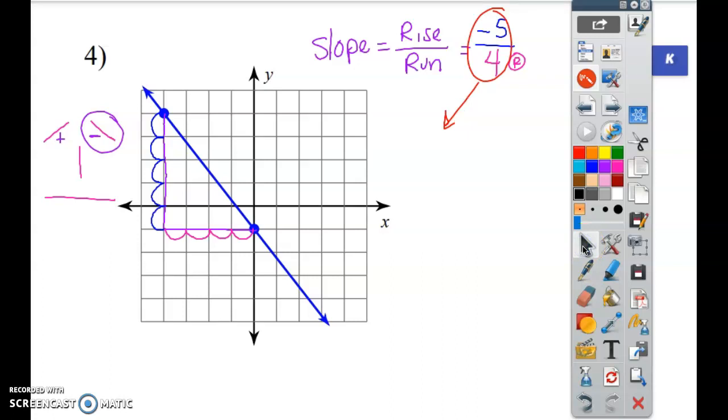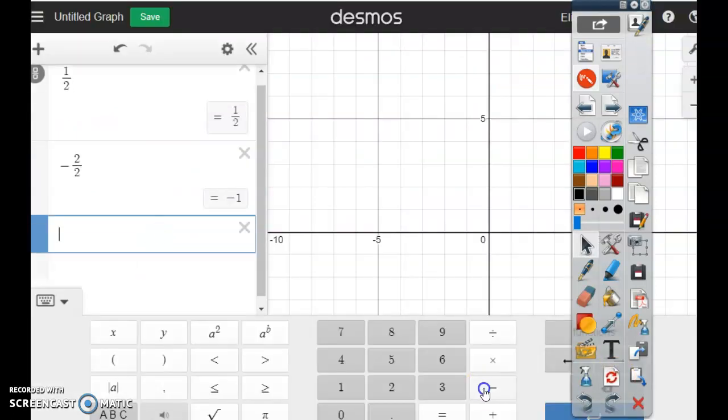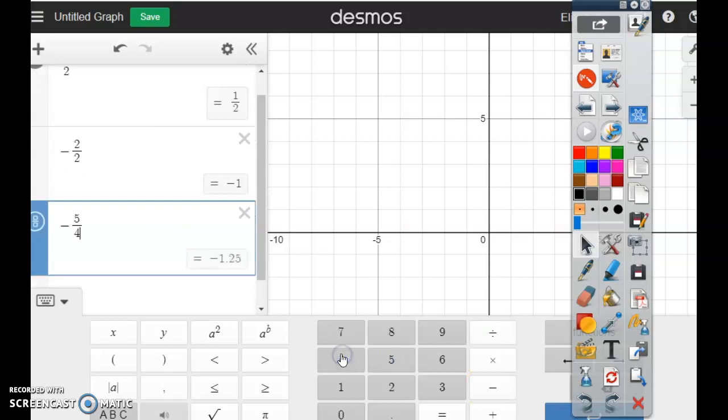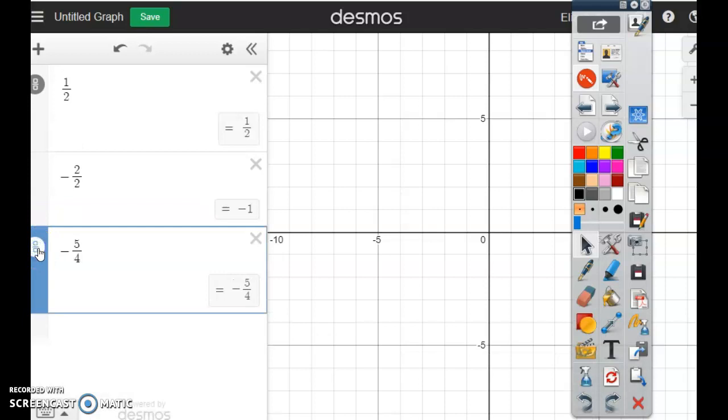Type it in the calculator, -5 divided by 4. Make sure that you have split screen with decimals on one side and this video on the other side. So right here, I'm going to type -5 divided by 4. It gives me a decimal. If I don't want that decimal, or if my answer choices are not decimals, you're going to click this button right here, and it's going to change it into a fraction for you.